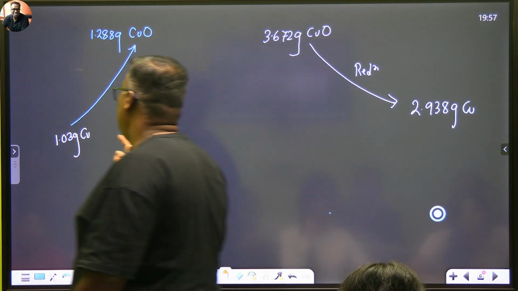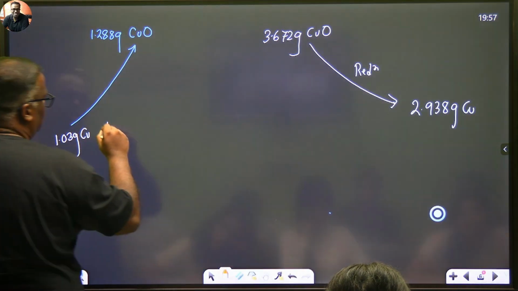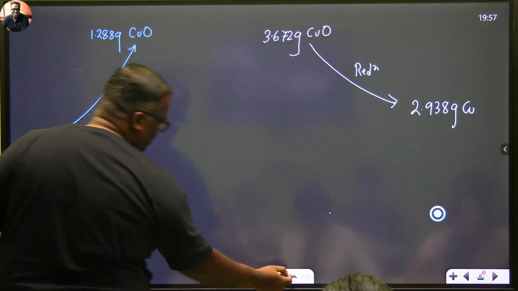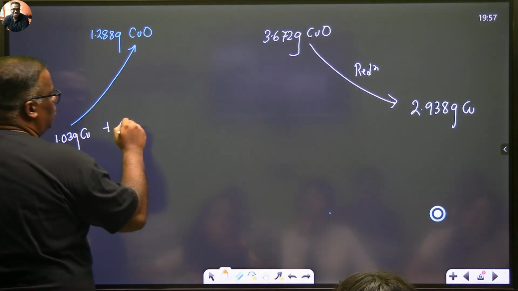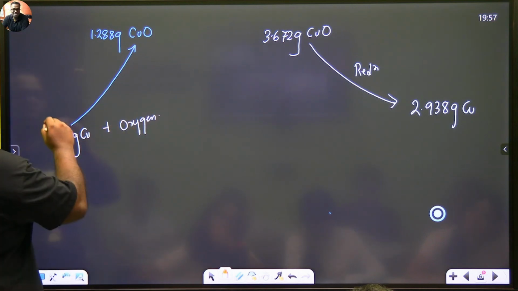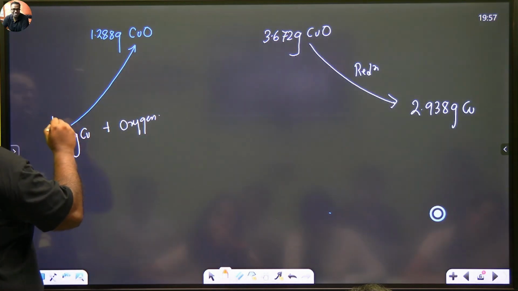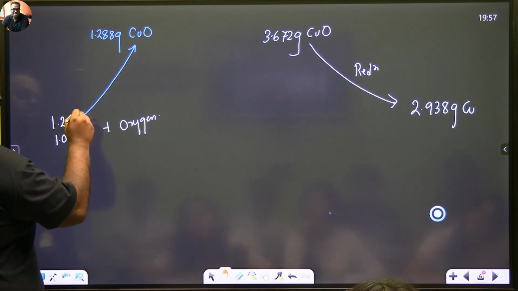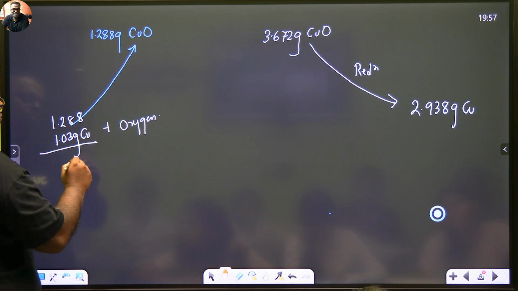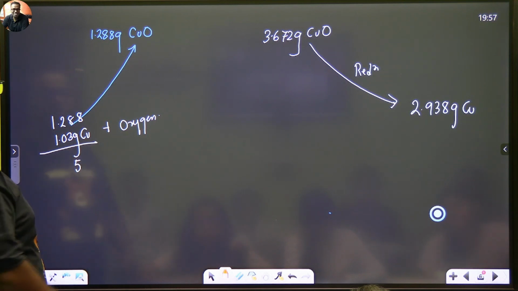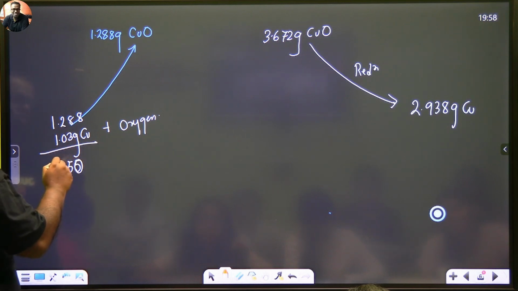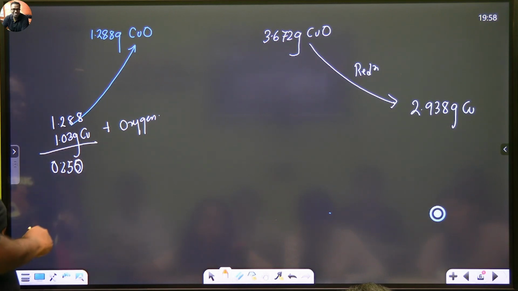So can we find out how much of oxygen was required here? कौन बताएगा कितना ऑक्सीजन लगा था इसमें? I'm not writing it as O2, I'm just writing it as say oxygen. How much of oxygen? Tell me. 1.288 minus this. So 8 minus 3 is 5. And 2 is 2. 0.250.